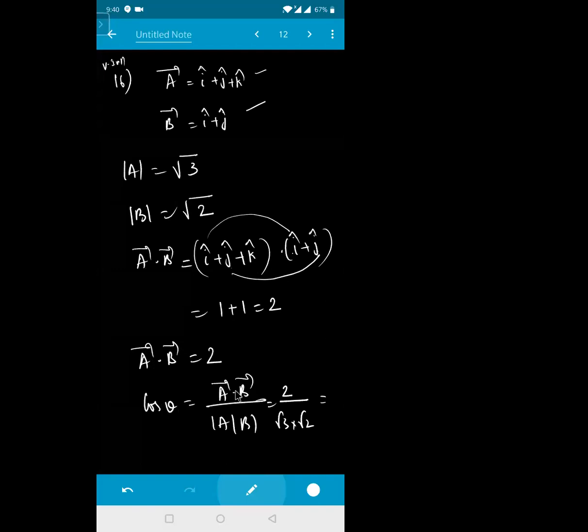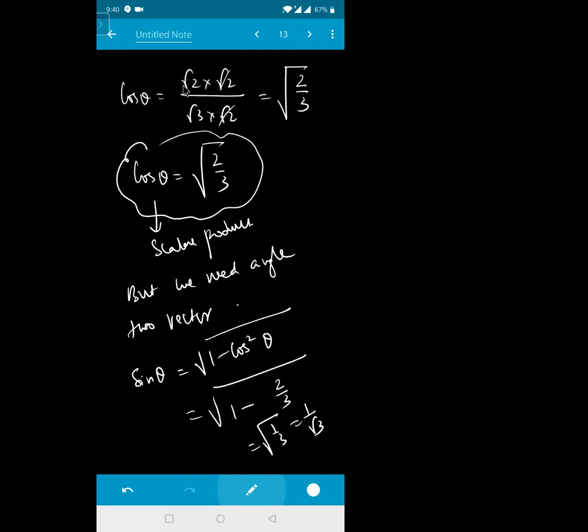I am using the dot product formula: cos theta is equal to a bar dot b bar divided by mod a into mod b. A bar dot b bar is 2. Mod of a is root 3. Mod of b is root 2. So cos theta value is 2 by root 3 into root 2. Now this 2, how can I write it? You see, I am writing this 2 as root 2 into root 2 divided by root 3 into root 2.